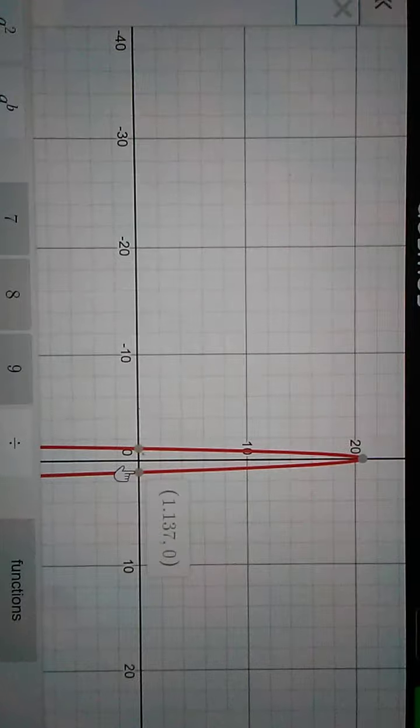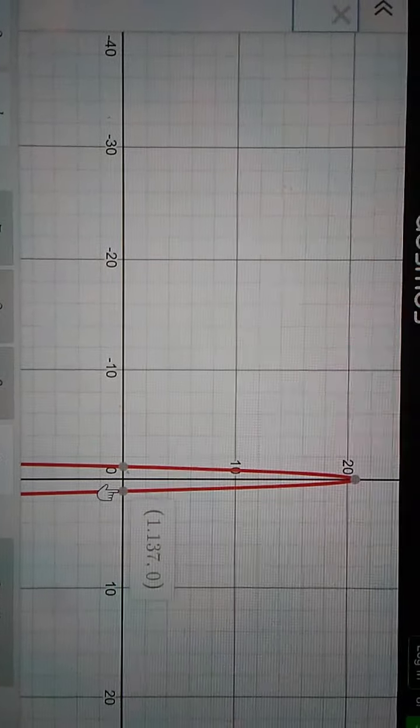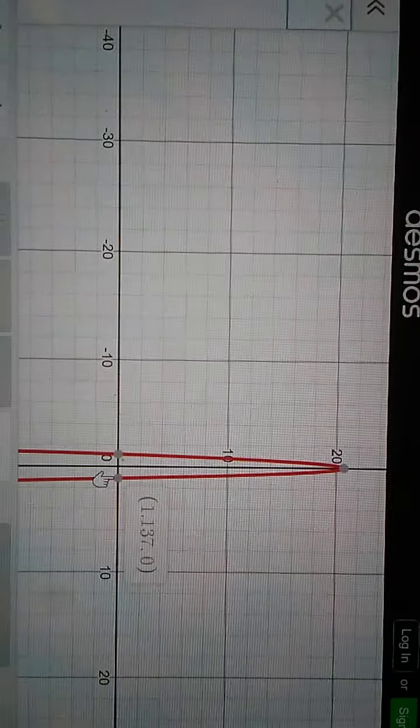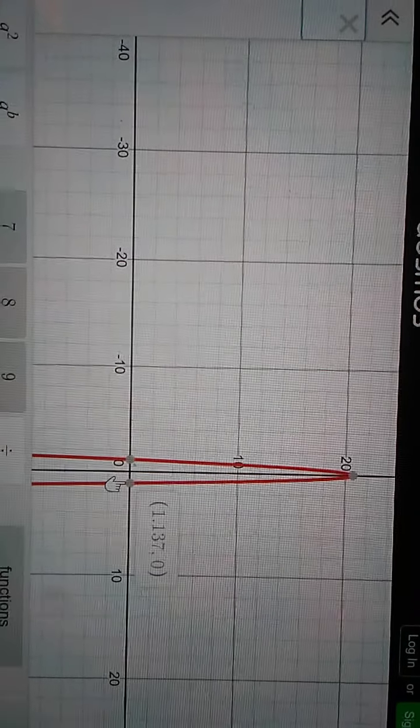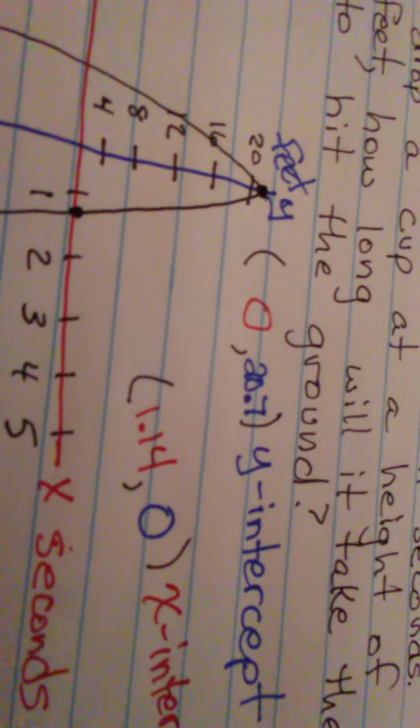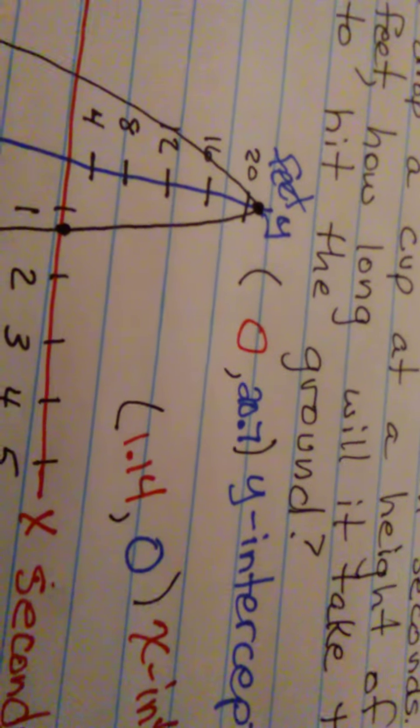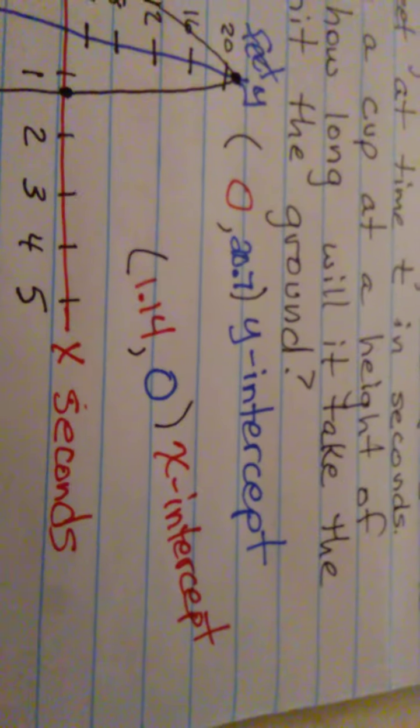If you hover over the point, the numbers will pop up. That's how I know it takes 1.137 seconds to hit the ground. And I have it written over here as 1.14 because they rounded it. But what you're looking for is the x-intercept.